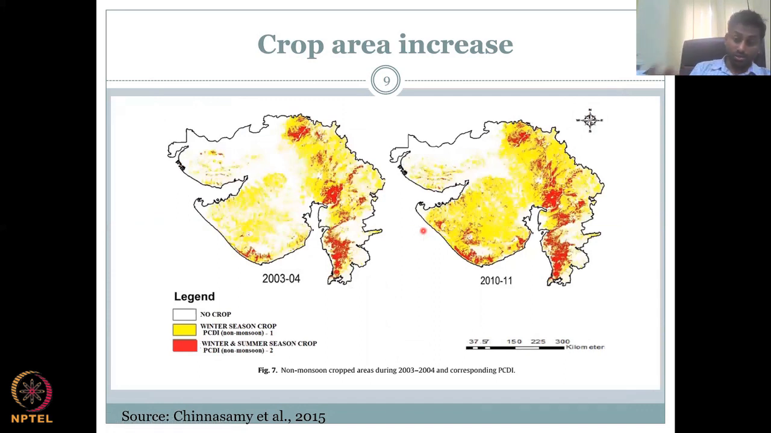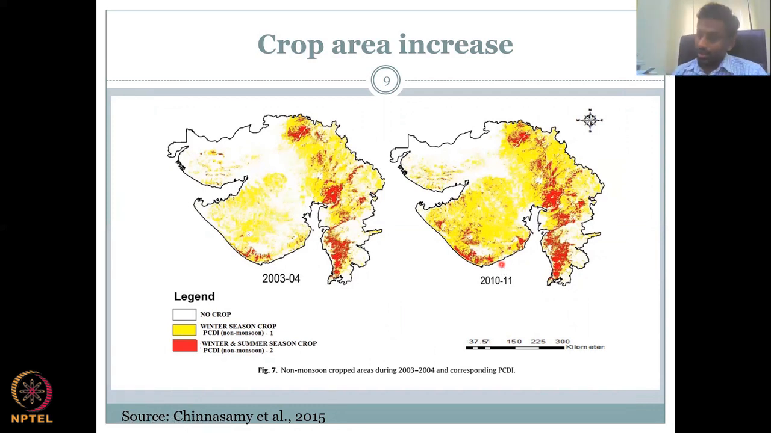Well, as you see, between 2 years, a large difference of years, 2003 to 2004 and 2010-2011, almost 10 years difference, the cropping area has increased and the number of times the crop has been grown has increased. So the no crop region stays the same, whereas the winter season crop, non-monsoonal, is given in number one, which is the yellow color in both the regions. Whereas the two cropping, winter and summer season Rabi cropping, has increased greatly along the north and southern parts of Gujarat and also in the Saurashtra region. You could see that a lot of red color is coming.